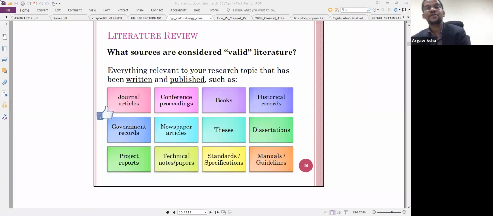Then we have technical notes in the paper. Actually, technical notes in the paper are in journal series, but these are not fulfilling the whole case; they focus on technical cases. You can search these papers from Google, the internet. Then we have standards and specifications.